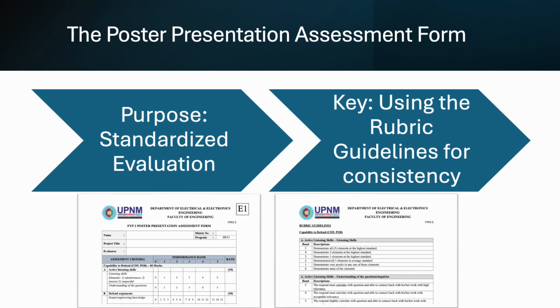Let's start by looking at the assessment form itself. The core of the form consists of two main assessment criteria. Section A, capability to defend, and Section B, effectiveness of presentation, each with specific subcriteria and associated marks.